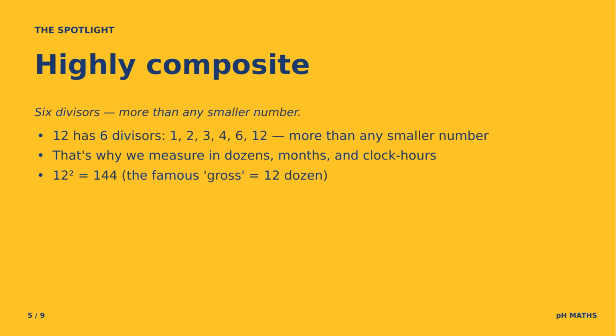Highly composite. 12 has 6 divisors: 1, 2, 3, 4, 6, and 12. That's more divisors than any smaller positive integer. 10 has only 4: 1, 2, 5, 10. 11 has just 2, itself and 1. So 12 absolutely smashes the divisor count for its size. That's why ancient measurement systems chose 12. The Egyptians, the Sumerians, and the Babylonians all used 12 for clocks, months, and geometry. 12 simply splits better than 10.